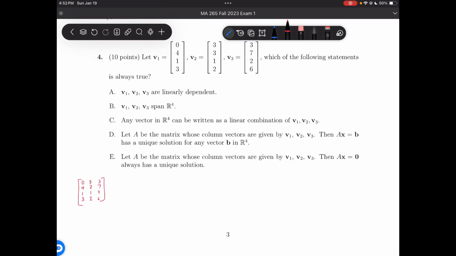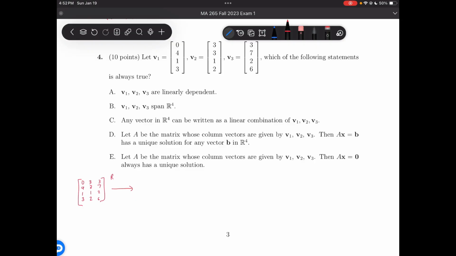And now we row reduce this to reduced row echelon form, and if there are 3 pivots in the reduced form of this matrix, that means that all three of the vectors are linearly independent. So the number of pivots tells us how many of these vectors are linearly independent. So how do we row reduce? There are three operations we can do.